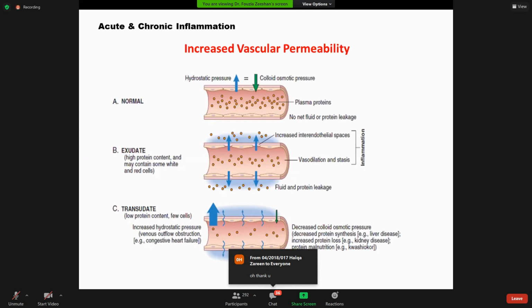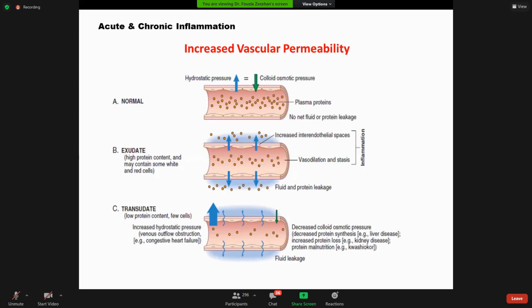Okay, what happens in case of increased vascular permeability? There is imbalance between the hydrostatic pressure and the colloid osmotic pressure. Colloid osmotic pressure is the pressure which is exerted by the proteins that are present inside the fluid.